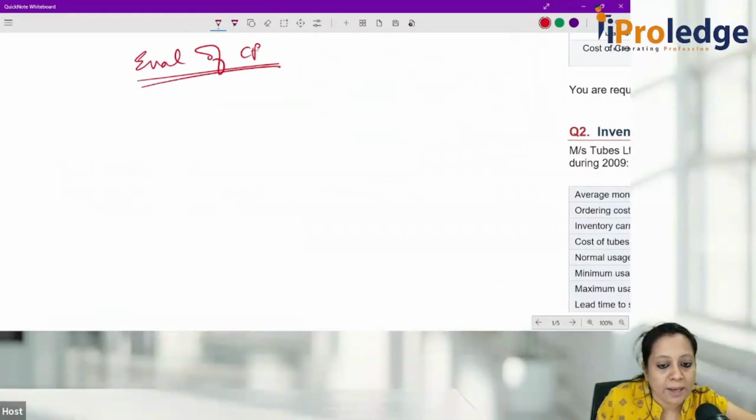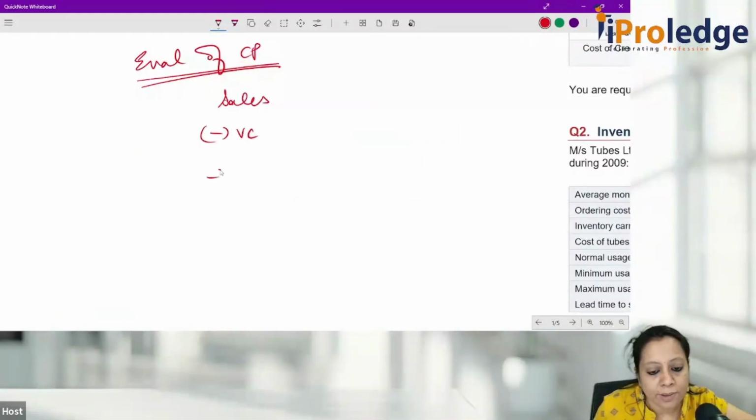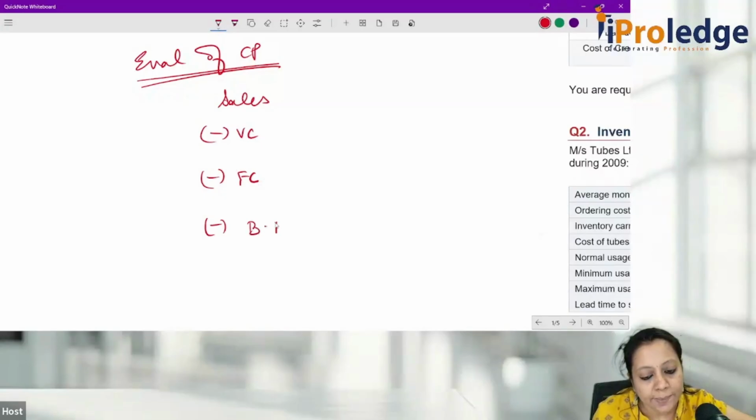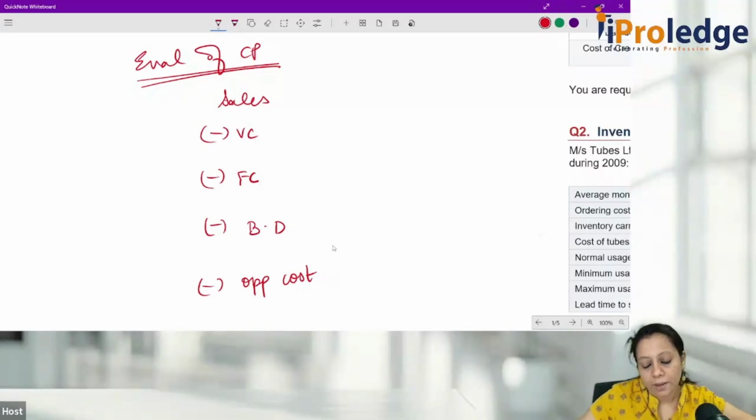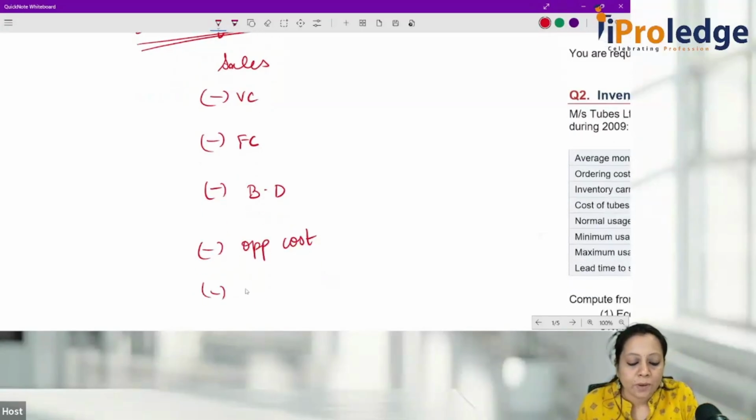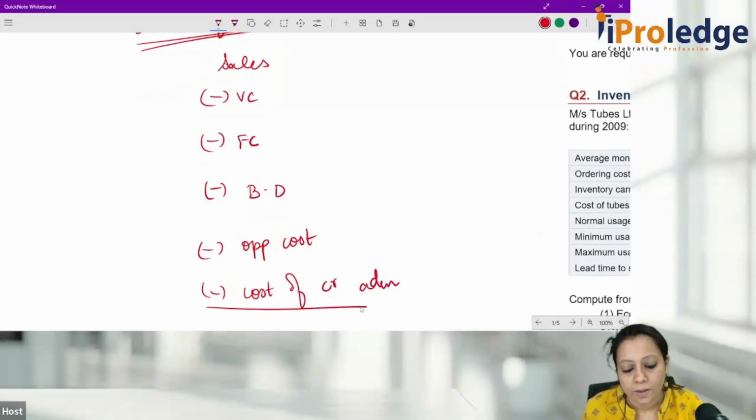Yes, you all know the format, so we will write it down. Anyone who wants the format, you can also write it down. So sales minus variable cost minus fixed cost. If fixed cost is not given, you can stop with the contribution right now. So minus bad debt, minus opportunity cost, minus cost of credit administration, you will get profit. Based on whichever profit is higher, you will choose that option.